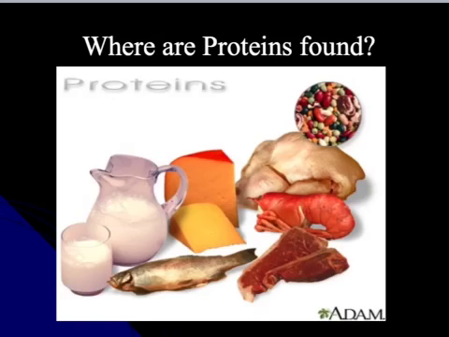Here are just some simple examples of where you can get protein from: milk, fish, meat, shellfish, chicken and poultry. Cheese, beans, and nuts are also very high in protein.